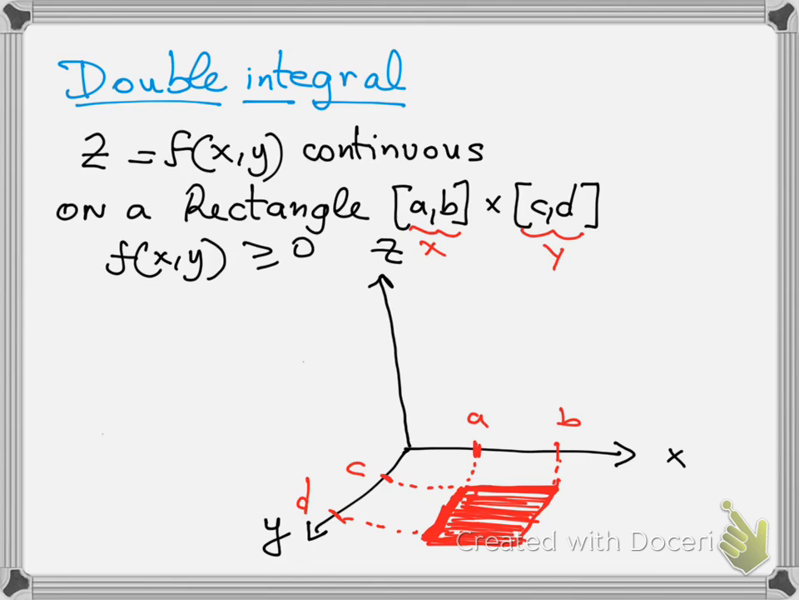Okay, now you have the function f of x, y. So now you're going to graph the image of this rectangle by the function f. So the graph of f of x, y would be something which looks like this here. Okay, so this is the image of the rectangle by the function f. So this is f of x, y.